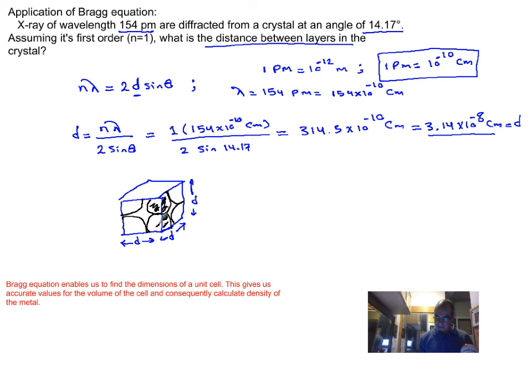We worry about that later, but Bragg's equation is extremely useful. X-ray crystallography is extremely useful because now you can calculate the dimensions of the unit cells, eventually the volume. Just remember the volume of the unit cell. Since it's a cube, it's side times side times side, which is d cubed. In this case it is 3.14 times 10 to minus 8 centimeters, cubed. And finally you can calculate the density of pure metals, and that's our objective, which I'm going to get into on the next slide.